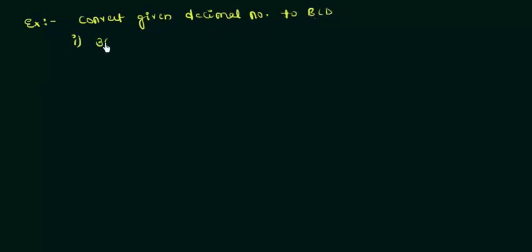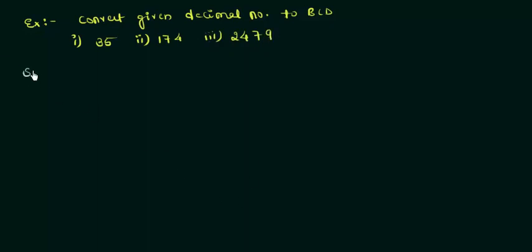So let's put it as one example. The example says that you have to represent, or convert, the given decimal numbers to BCD. The first one is 35, the second one is 174, the third one is 2479.